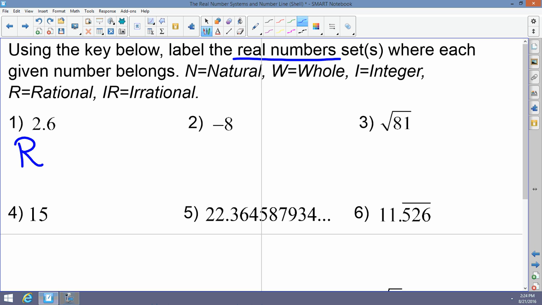Number 2, -8. Well, it's not a natural number because it's negative. It's not a whole number because it's negative, but it is an integer. And since it's an integer, it's also a rational.